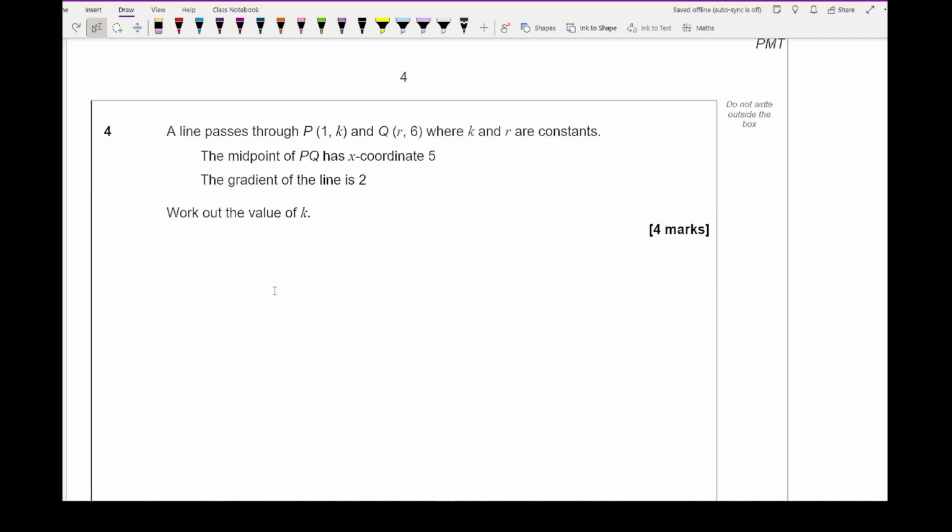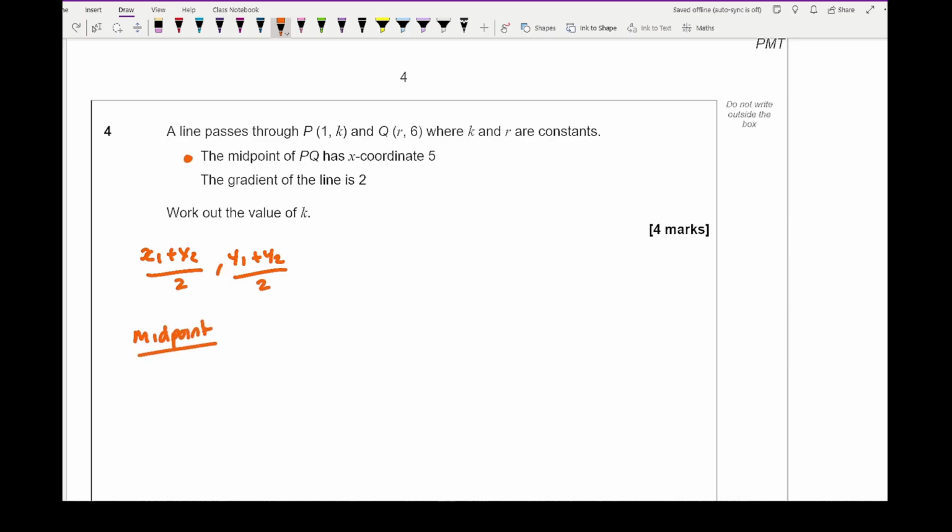The midpoint of PQ has an x coordinate of 5 and the gradient of the line is 2. And the question is asking us to work out the value of k. So let's first of all look at the midpoint. So to work out the midpoint of a coordinate, I need to use this formula, divided by 2.